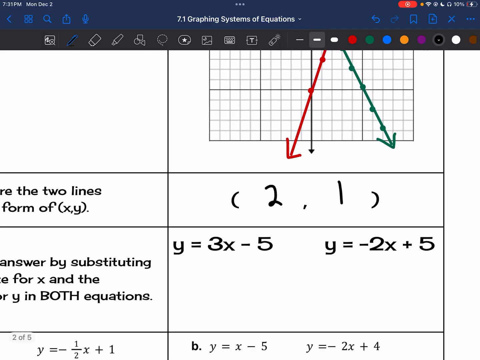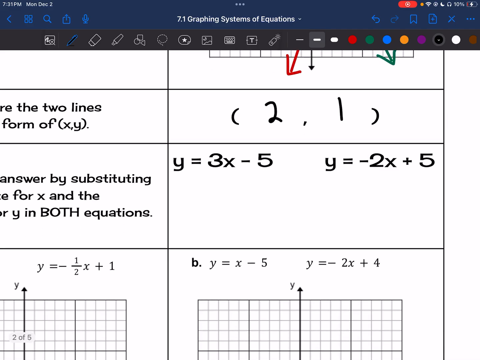So as we have for everything in this unit, we can check our work. So we're going to substitute in 1 for y and 2 for x, and we have 3 times 2 minus 5. And we have 1 is equal to 3 times 2, which is 6, minus 5. 1 equals 1. So it checks out on the first equation.